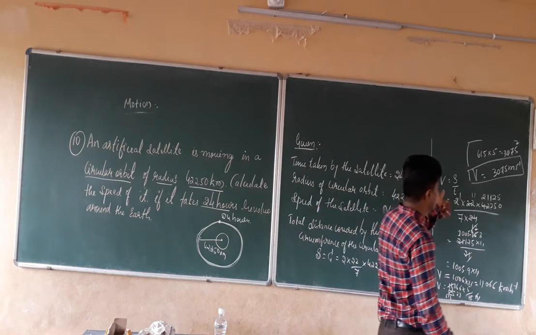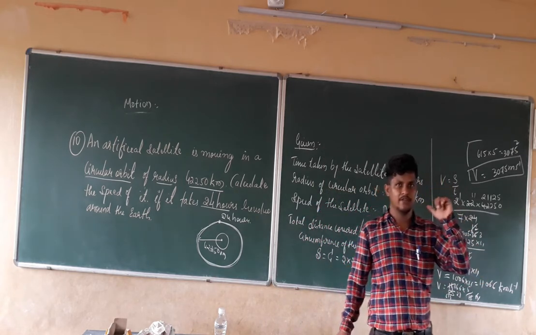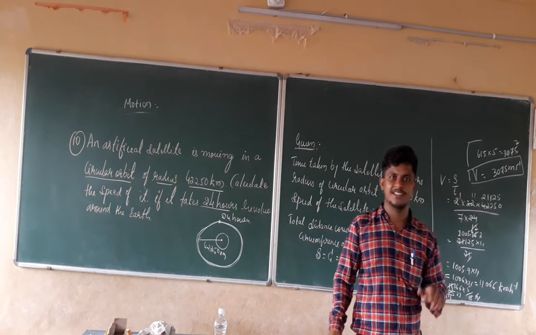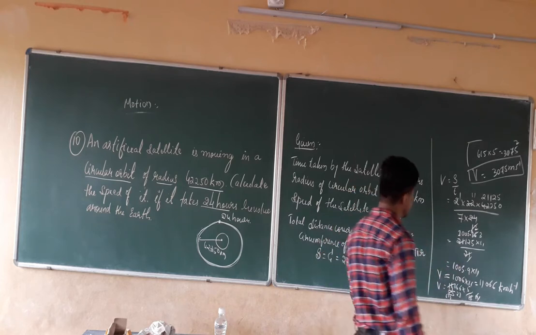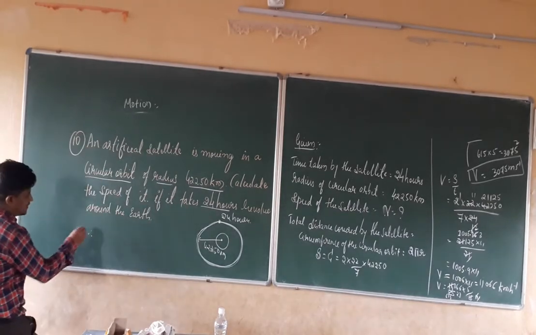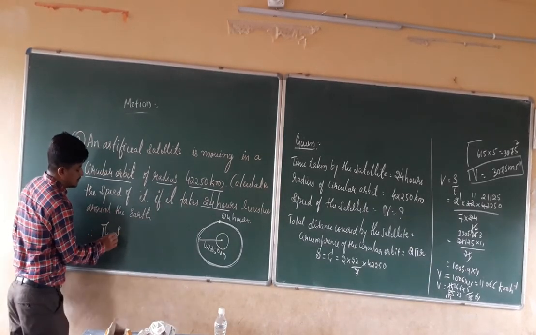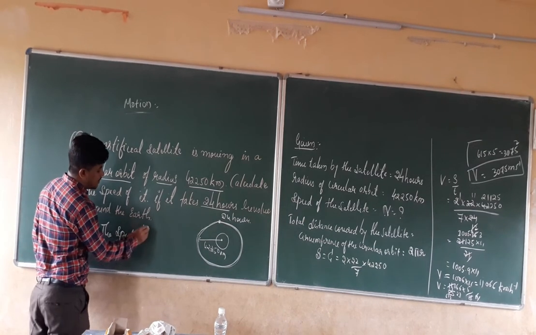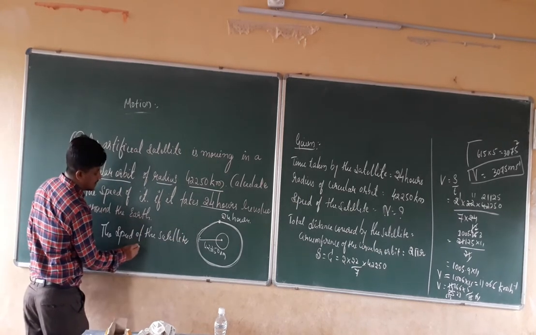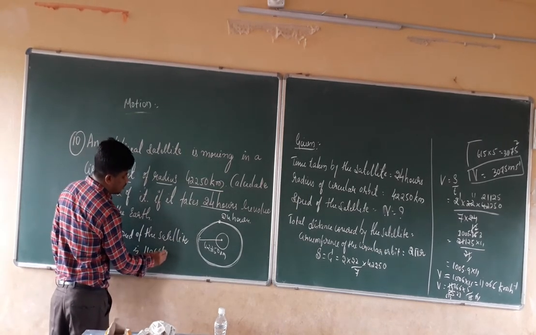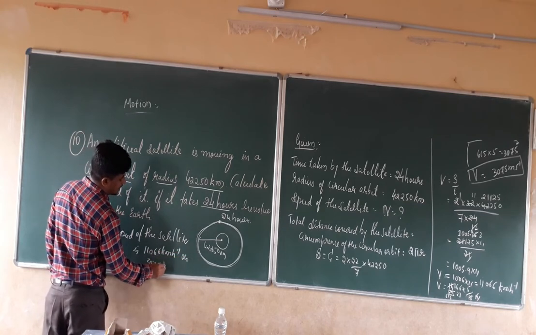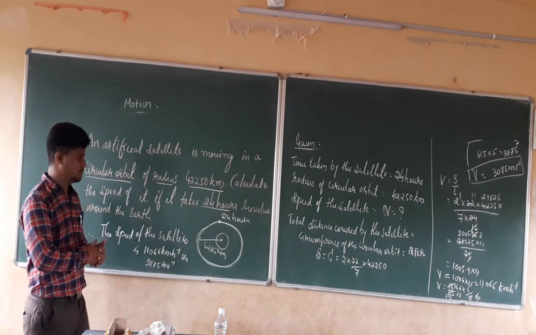So the final velocity of the satellite is nothing but 3075 meter per second, or we can take it in kilometer per hour, which is 11,066 kilometer per hour. So our final answer is here. I am going to write the final answer here. The speed of the satellite is 11,066 kilometer per hour or 3075 meter per second.